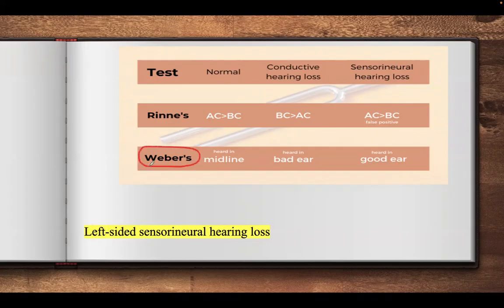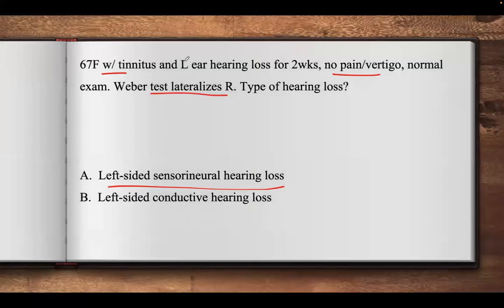Now, in the Weber's test, you strike the tuning fork and put it in the midline of the head or the forehead, and usually the Weber's lateralizes to the diseased ear. So if you go back to the question, this patient has a hearing loss in the left ear, okay? But the Weber's lateralizes to the right ear. If Rinne's was positive, Weber's has to lateralize to the normal ear, but this lateralizes to the diseased ear. So this is why the patient has a problem in the left ear, not the right ear.